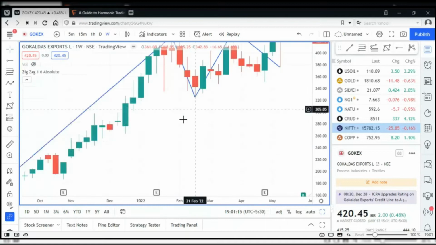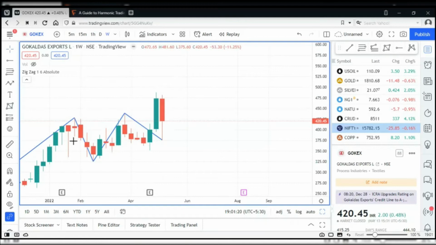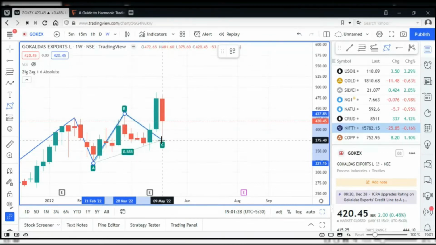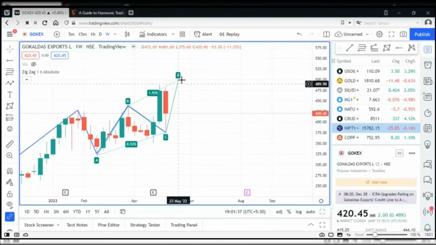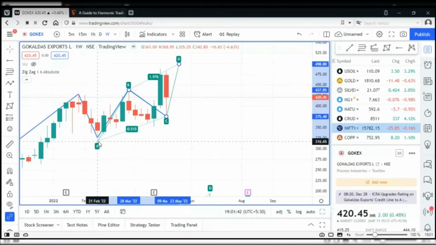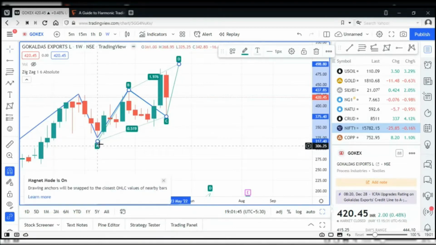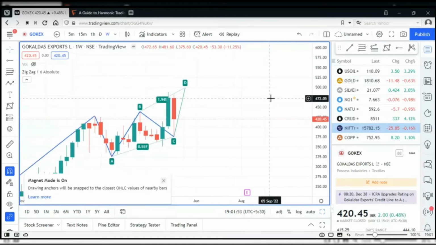So this is the example. The stock went upside. It is over here. And we don't know our D point. Where is our D point? We don't know where it is.